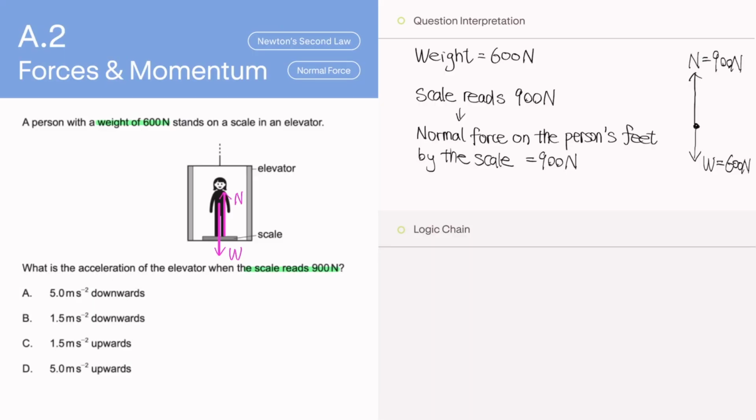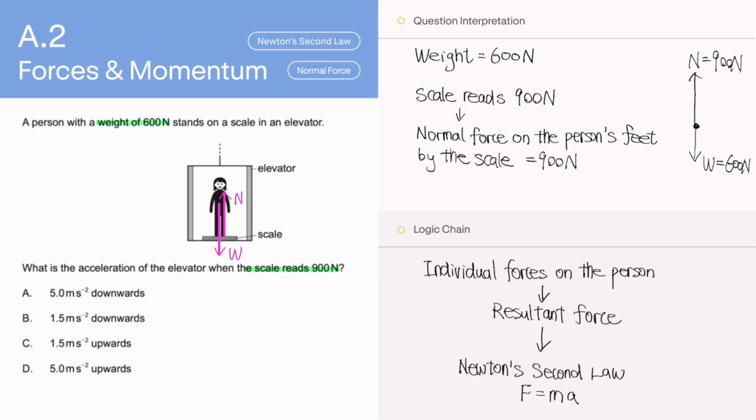Okay, let's build the logic chain. The first step is to identify individual forces, and we've done that. Then we calculate the resultant force. Finally, we apply Newton's second law, F equals ma.